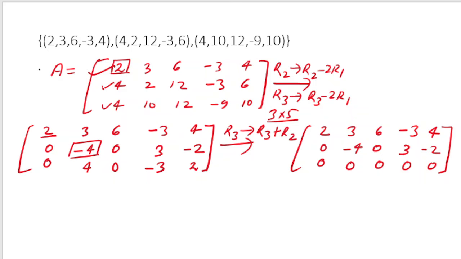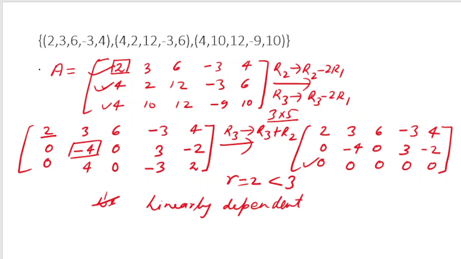So there are 3 rows in this, but when I reduced it to row echelon form, I got the last row as a 0 row, which means the rank here is equal to 2, which is less than the number of rows, that is equal to 3. It means that these 3 vectors are linearly dependent. And I leave this for you as an exercise: you can write any of these vectors as a combination of the other 2 vectors. Right?